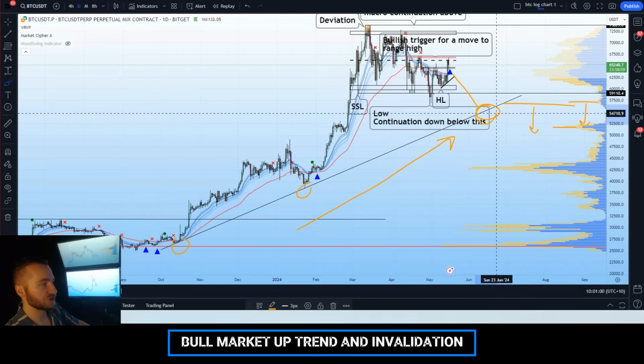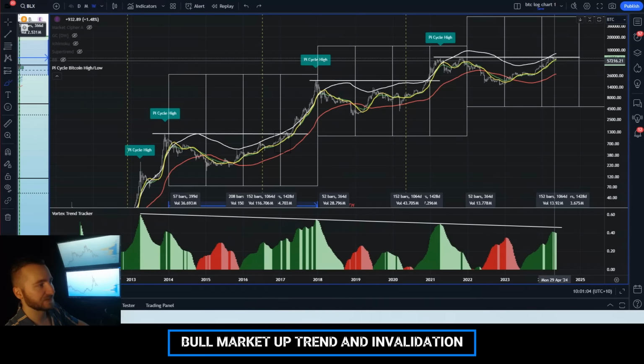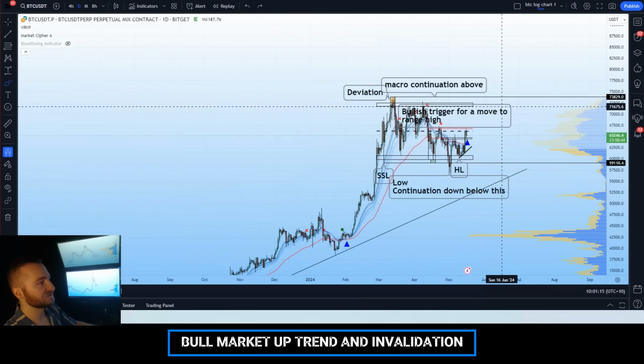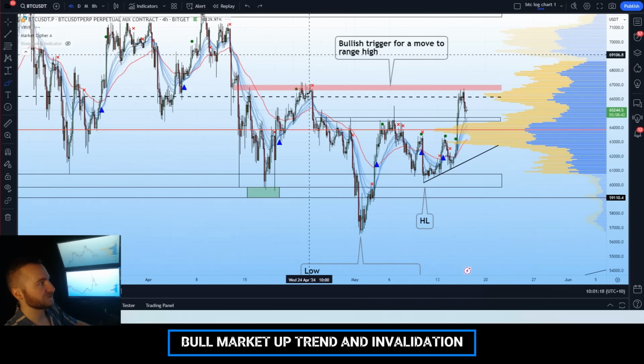If this trend line were to break, this trend line matches perfectly the pi cycle midline indicators on the weekly. So again, we have confluence here from a technical perspective, and we have confluence with that on a structural trend-based perspective on that higher time frame. Let's move over to the weekly charts and then come down to Bitcoin's price action.